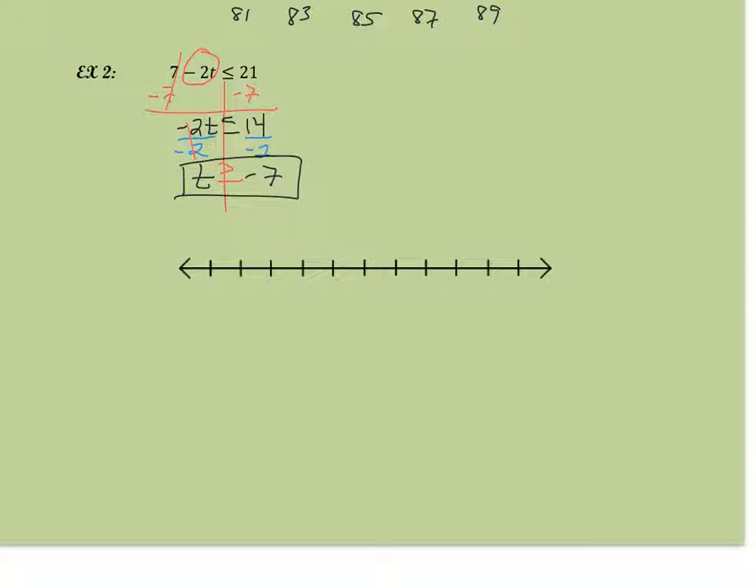So there's your solution. Our boundary point is negative 7, so that goes in the middle. We're going to have a closed circle at negative 7 because of the equals to. And it's greater than, so we have an arrow to the right.